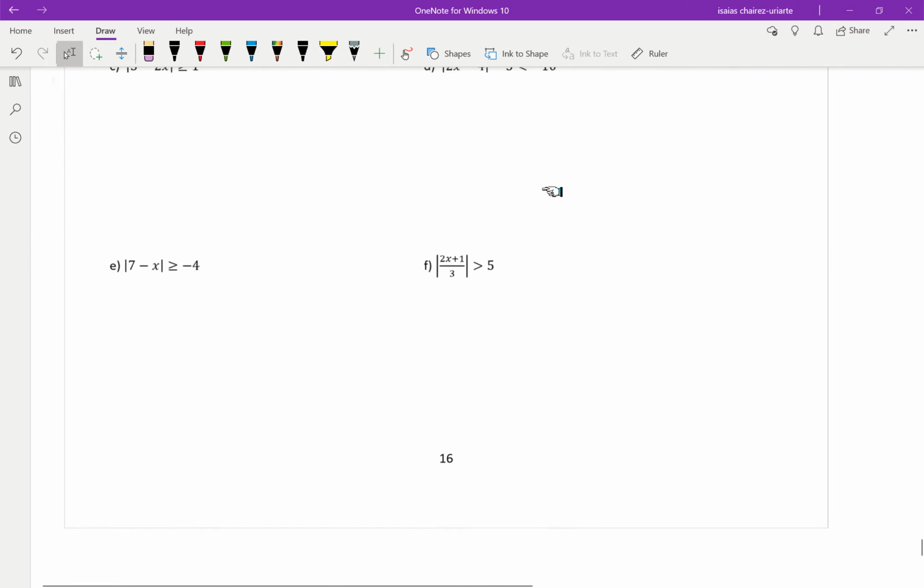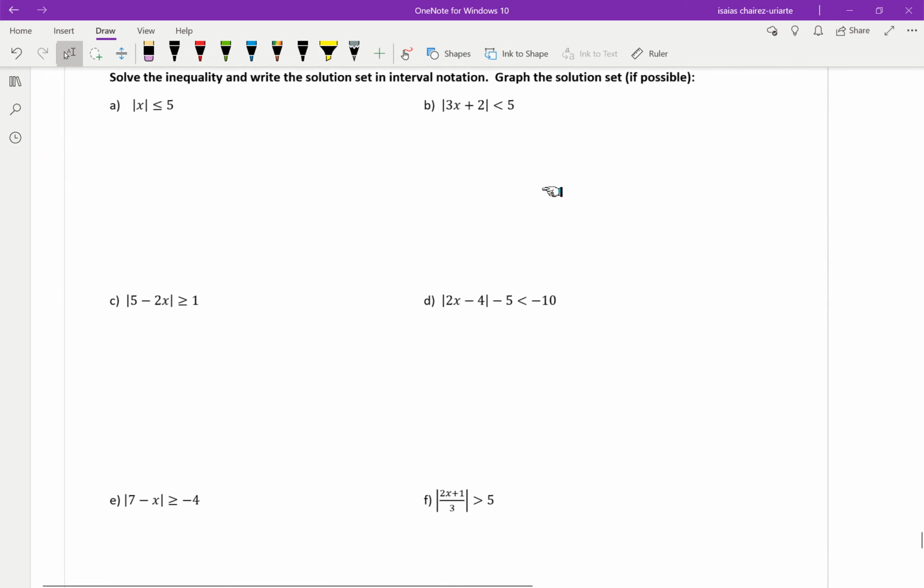So we have 6 inequalities here to solve, and we need to write the solution in interval notation and graph the solution set if possible. We'll use our calculator to do the graph.